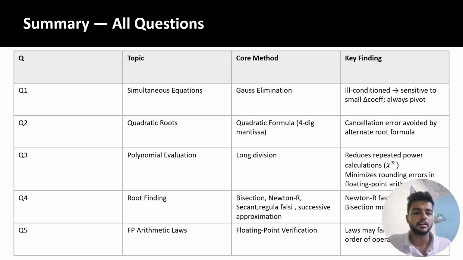Summary: in question 1, we used Gauss elimination. In question 2, we used the quadratic formula with a 4-digit mantissa. In question 3, we used long division. In question 4, we compared the different root finding methods. In question 5, we compared the floating point verification and we verified the laws about that.